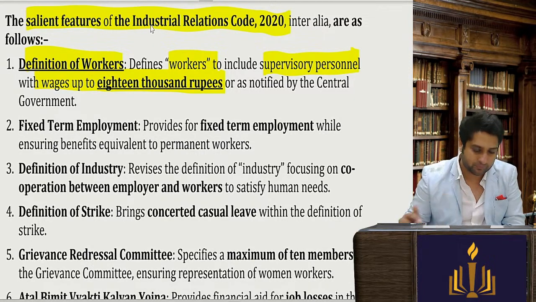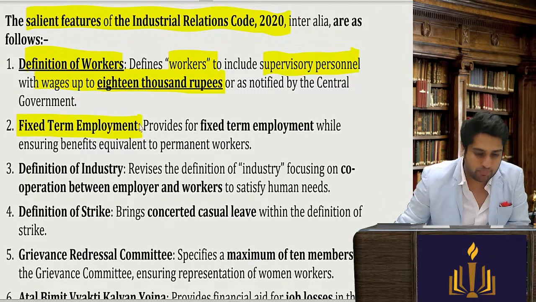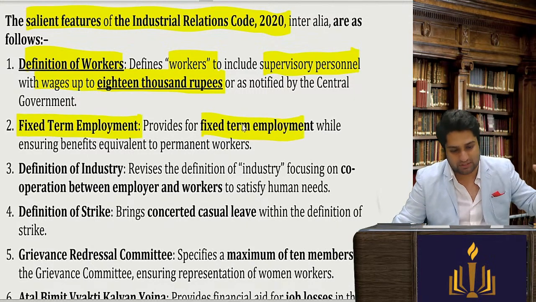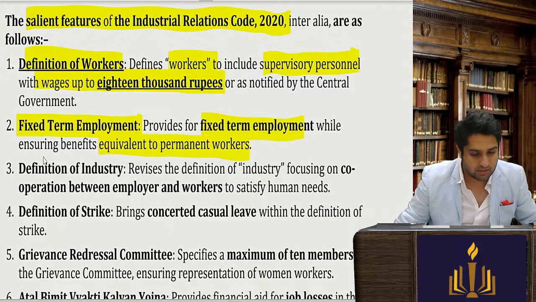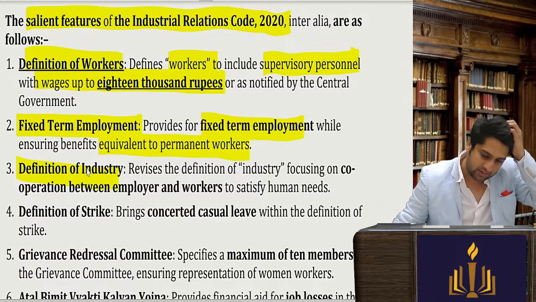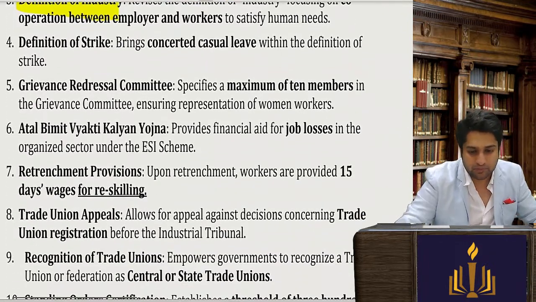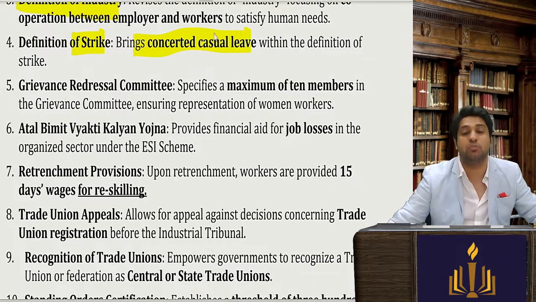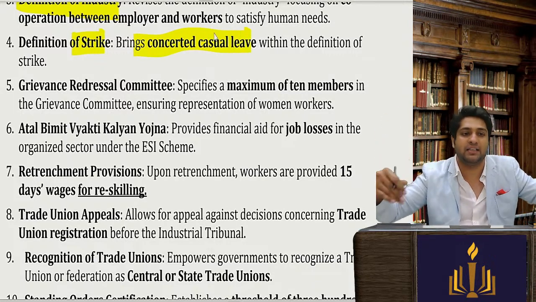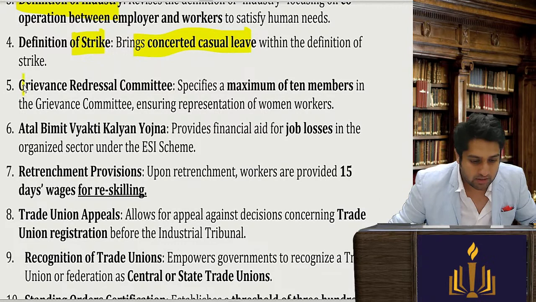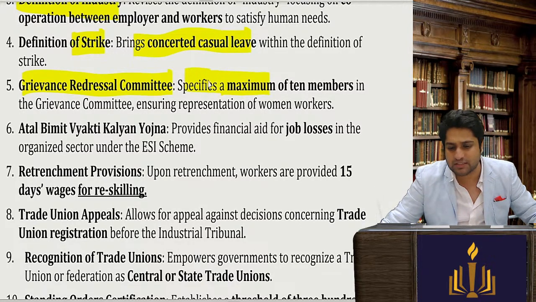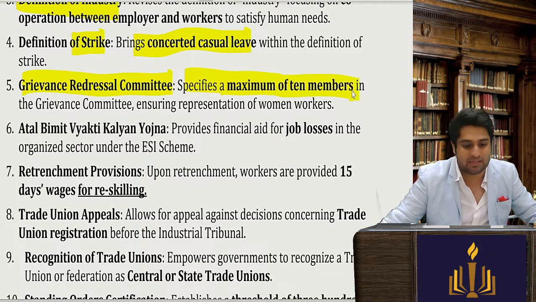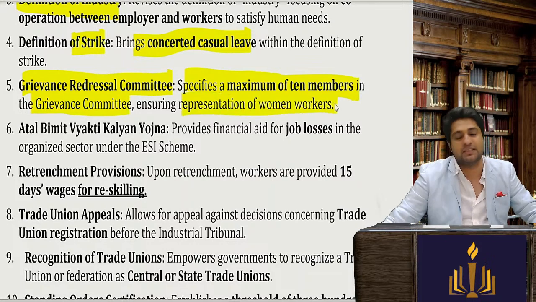Fixed term employment: again I told you, those employed for a fixed term should also get benefits just like permanent workers. Definition of industry: they have defined what is industry. Strike: I told you, when 50% or more go for casual leave on a day, it is considered a strike. Grievance redressal committee specifies a maximum of 10 members, ensuring proper representation of women workers.